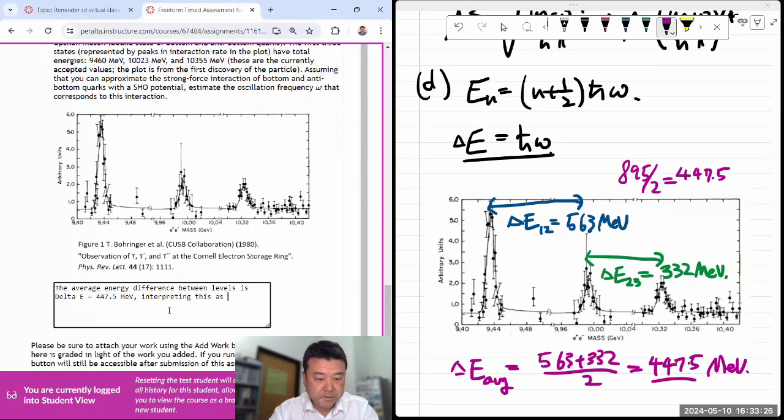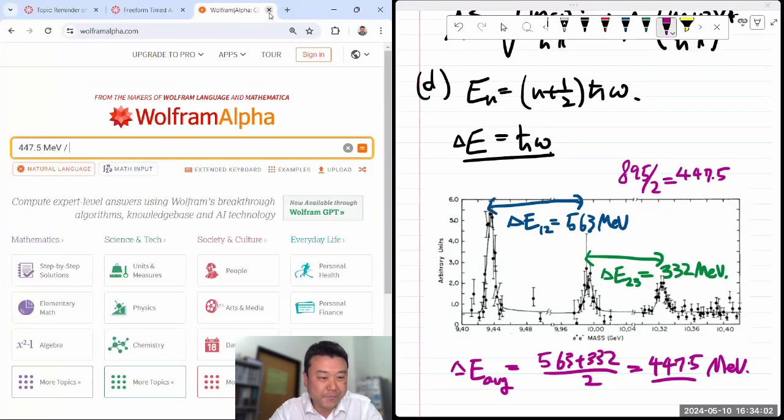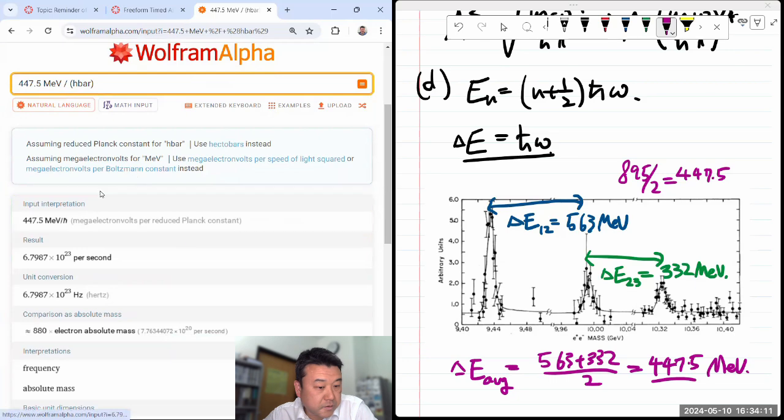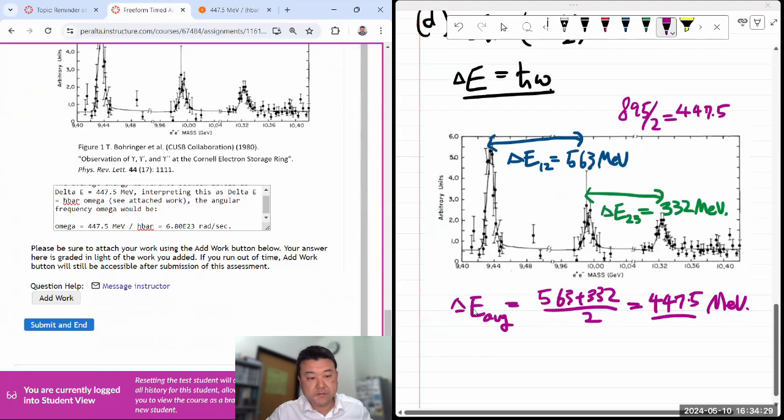Interpreting this as delta E in h bar omega, see how that should work. The angular frequency omega would be equal to 447.5 MeV divided by h bar. This I would just do in Wolfram Alpha. It involves constants of 447.5 MeV per h bar. So that would give me 6.80 times 10 to the 23. Now it's not actually hertz, it's radians per second, because it's omega.